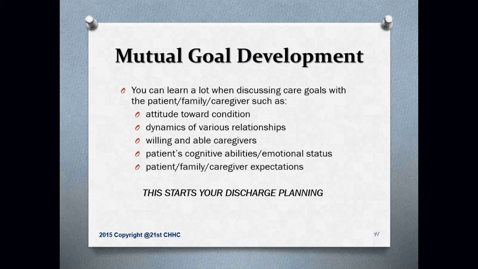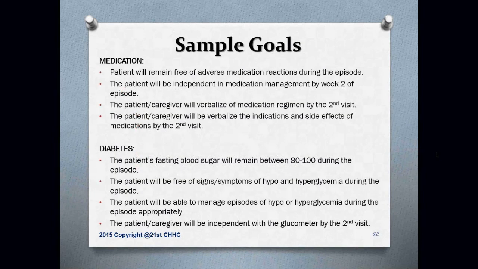So again, when you set goals with these patients and tell them at what point in time you're going to expect to have them discharged and that home care will be stopped, this is the beginning of your discharge planning with the patient. So there's no surprise when you get toward the end and the patient says, I'm not ready to be discharged, I still want care, whatever. So again, start this in the beginning.